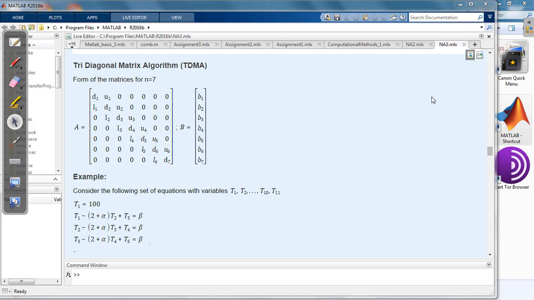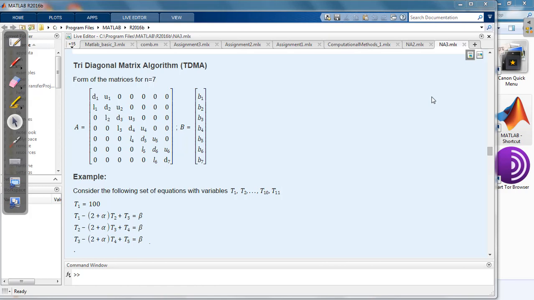This particular algorithm is similar to Gauss elimination, but the coefficient matrix is of a special kind, where other than the principal diagonal and the two neighboring diagonals, most of the terms are zero. That's why we can eliminate a lot of calculations from Gauss elimination if we follow this algorithm. And this tridiagonal format is very common in CFD applications.